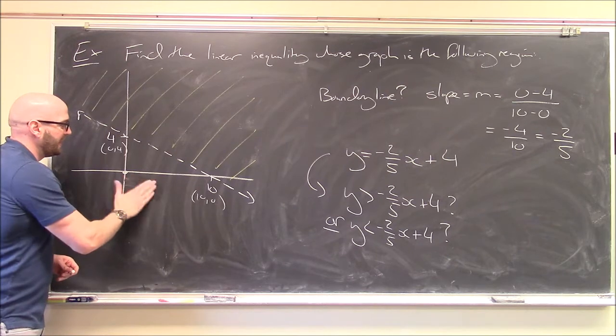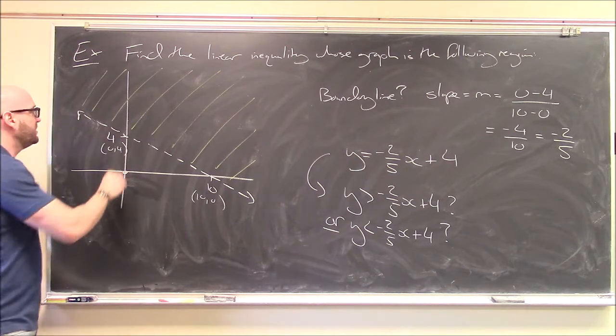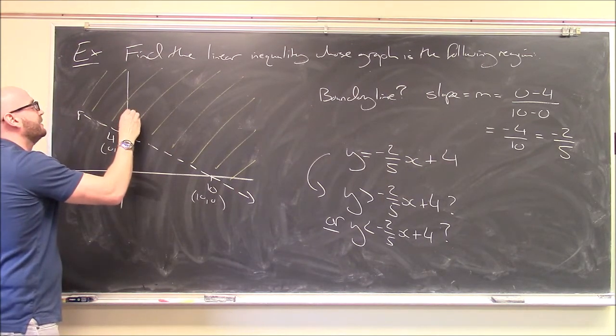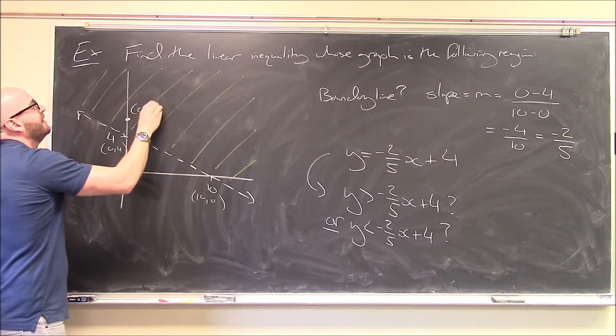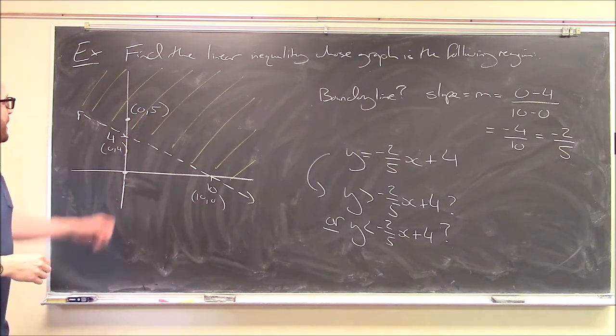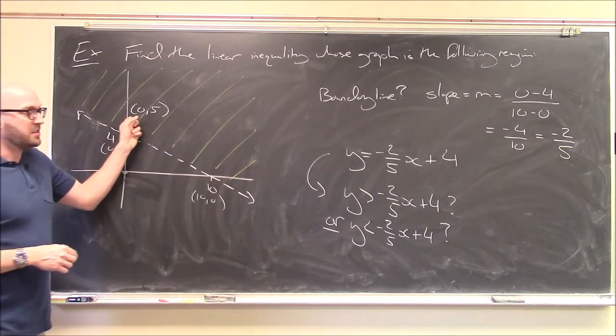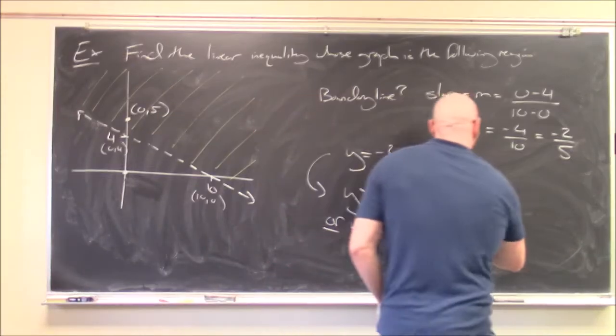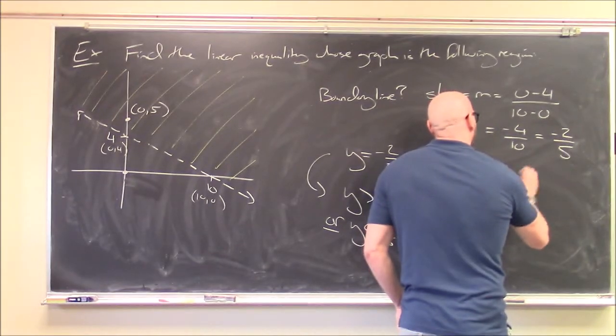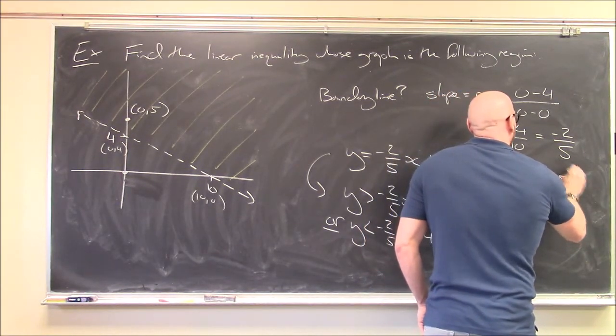I don't like using negatives. How about we choose a point up here? I'm going to choose 0, 5. I want that to be a solution. Let's plug that into both of these and see which one it's actually a solution to. Alright, so we'll plug in 0, 5.